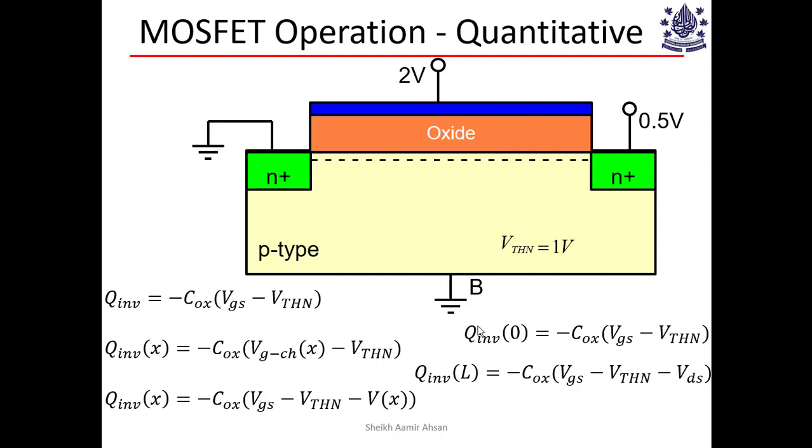Now look at these two quantities. So if we are talking about the magnitude, the inversion charge magnitude, if we ignore this negative sign for a moment, this quantity is higher than this quantity because we are subtracting this thing in this thing. So whatever is the inversion charge at the source, the inversion charge at the drain is going to be lesser than what it is at the source, and that is because of an applied drain to source voltage.